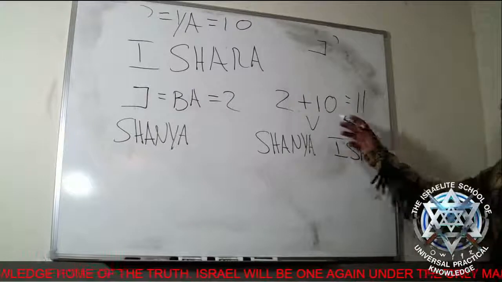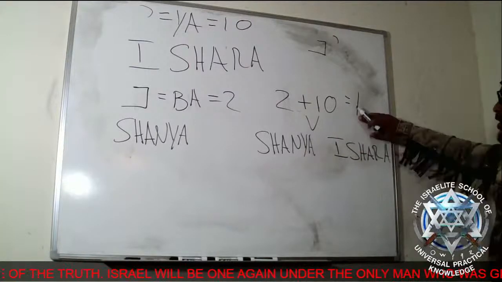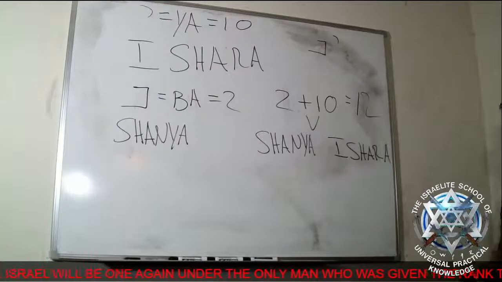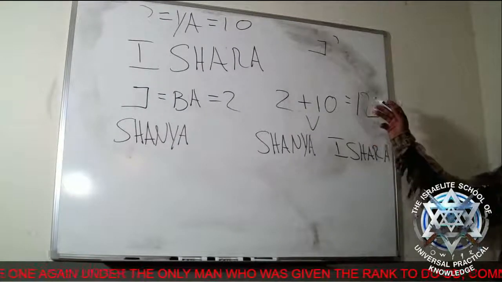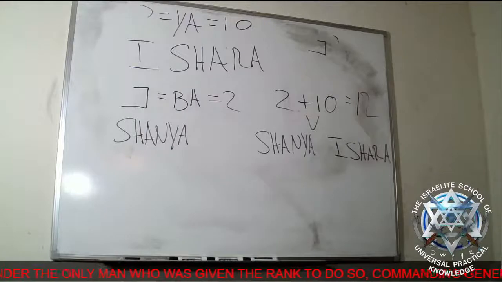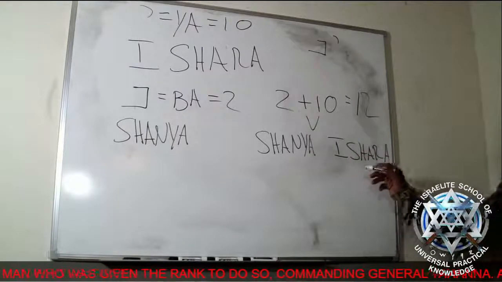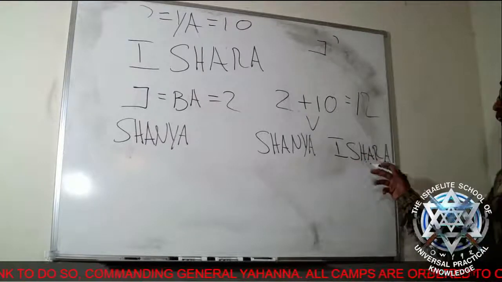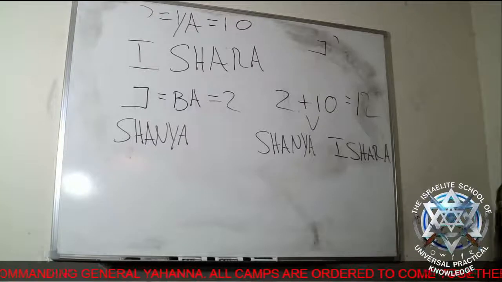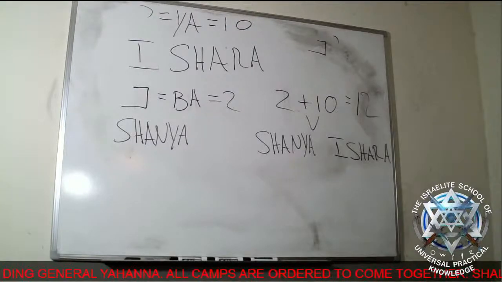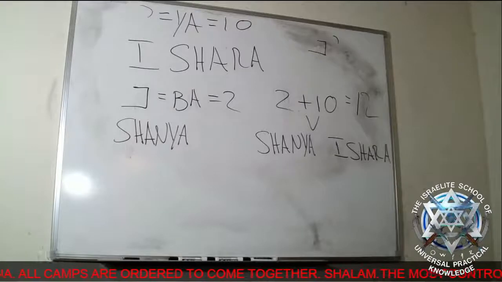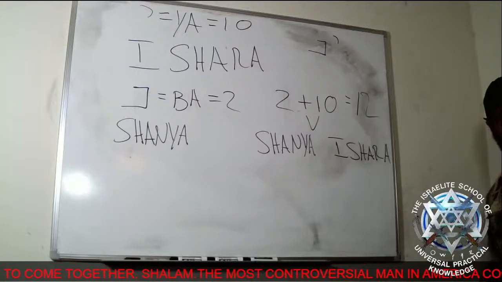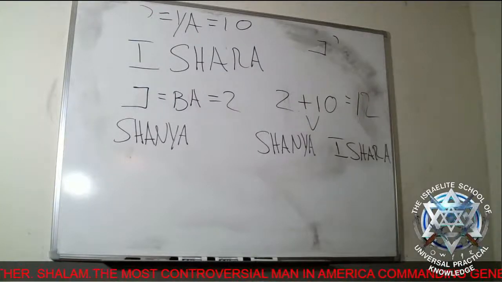So this is 2 plus 10. Gets you, not 11, 12. So 2 plus 10 equals 12, which is Shanya plus Ishura. It gets you Shanya Ishura. Shanya Ishura is how you say the number 12.